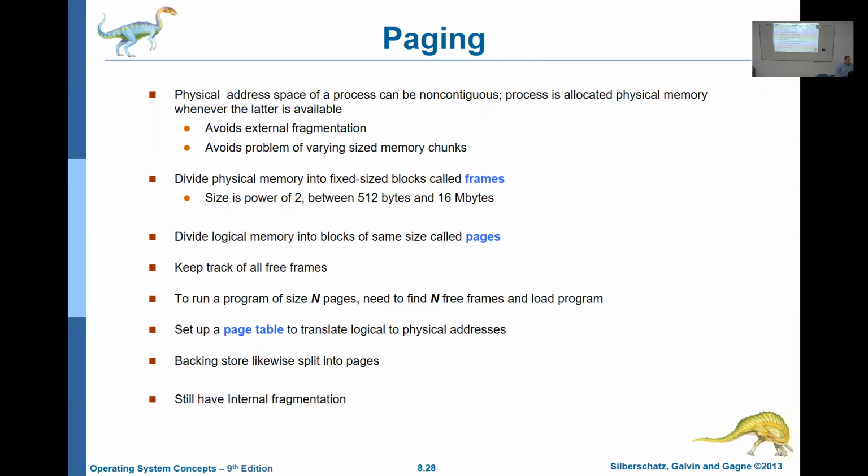We are going to try to avoid external fragmentation. What's external fragmentation? Unused spaces. We are going to completely eliminate external fragmentation, actually. But notice it does not say we're going to avoid internal fragmentation.